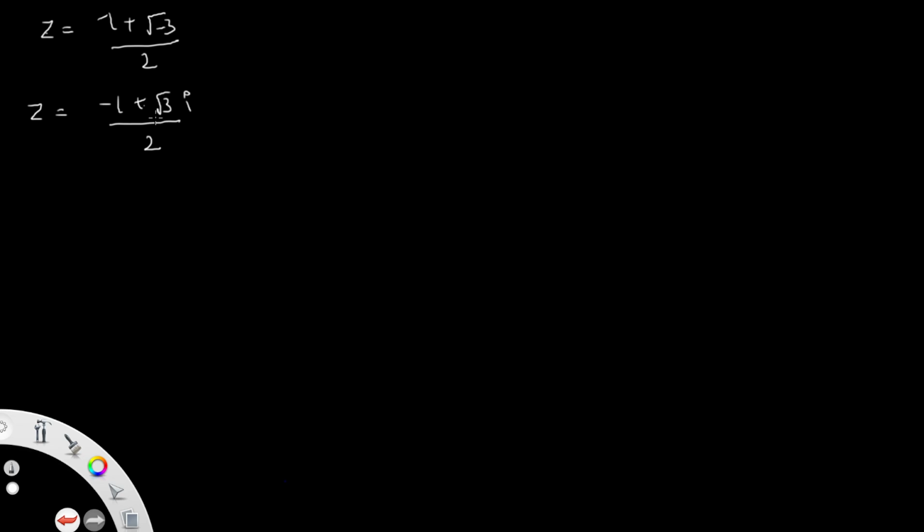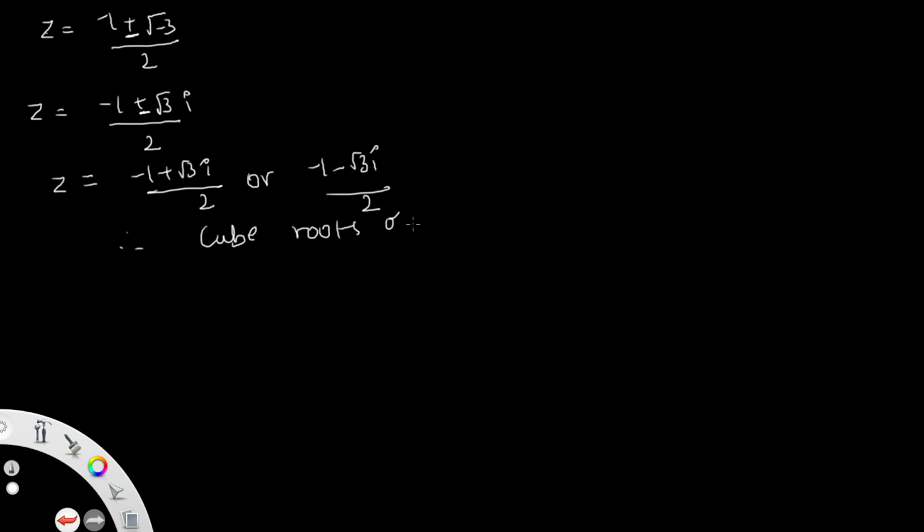Now this is in the form of minus b plus or minus root over b square minus 4ac by 2a. Then we take minus 1 plus root 3i by 2 as the positive root, and the other root is minus 1 minus root 3i by 2. Therefore the cube roots of unity are: first root we have got is 1, then minus 1 plus root 3i by 2, and minus 1 minus root 3i by 2.